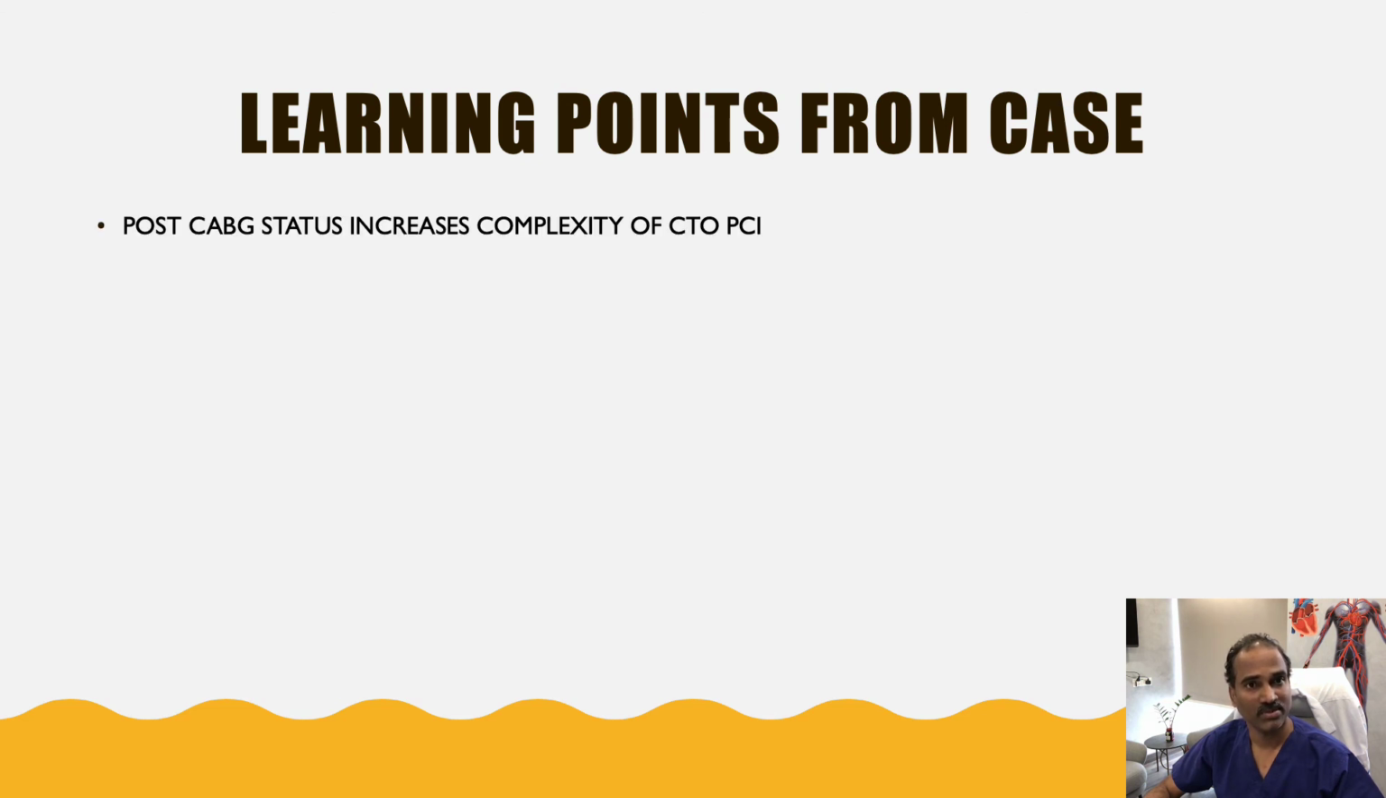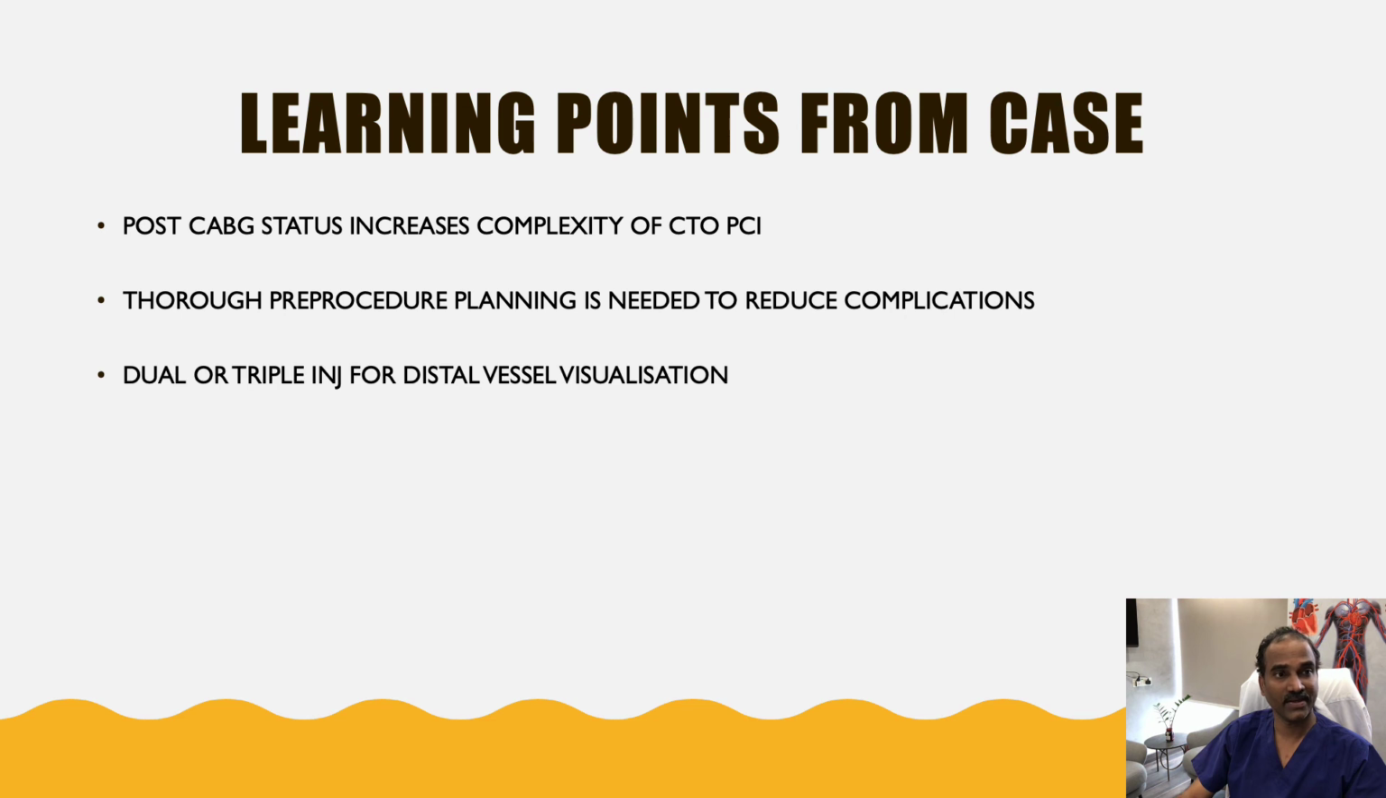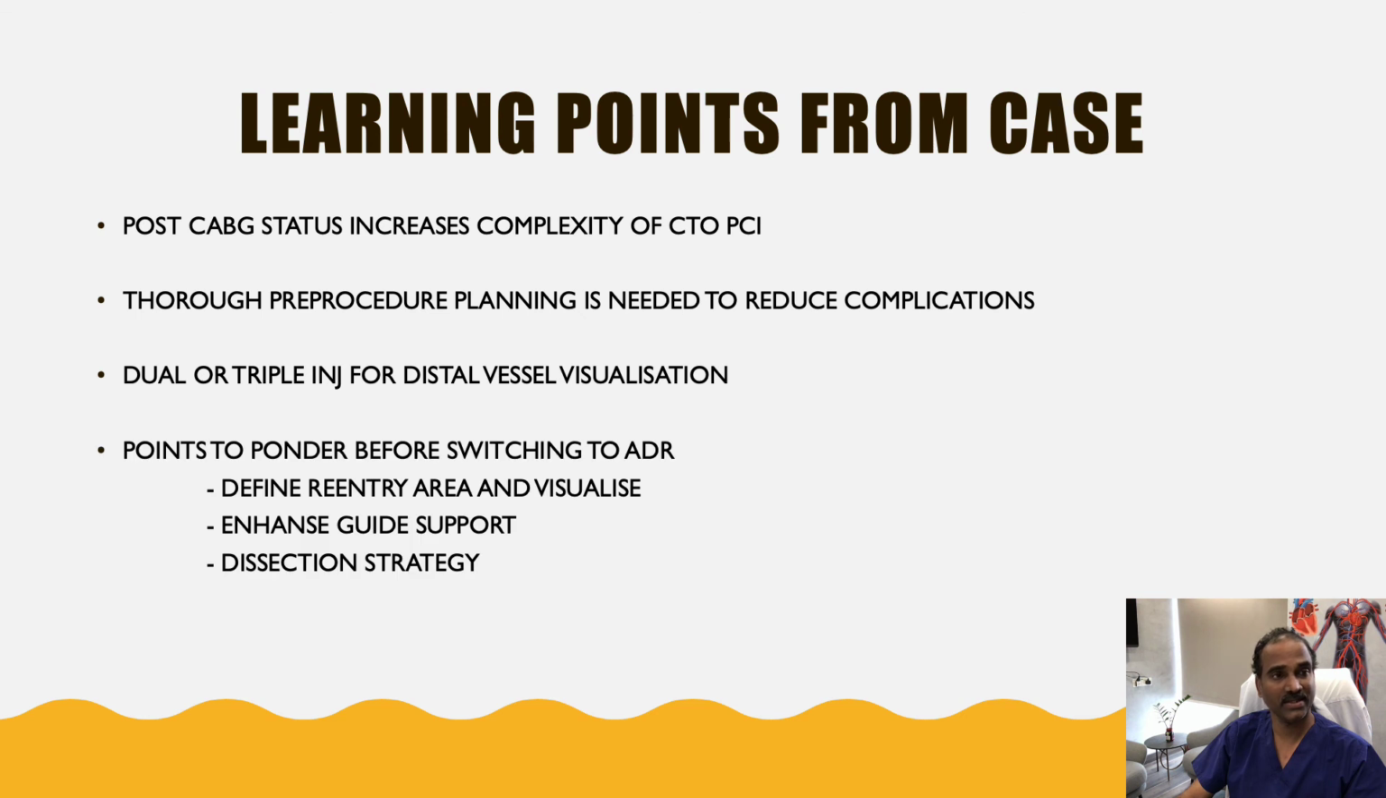The learning points from this case are: post-CABG status increases the complexity of CTO PCI. Thorough pre-procedure planning is needed to reduce complications and also to increase success rate. Dual or triple injection should be decided for adequate distal vessel visualization, which is very, very important for a successful antegrade wire escalation or antegrade dissection reentry.